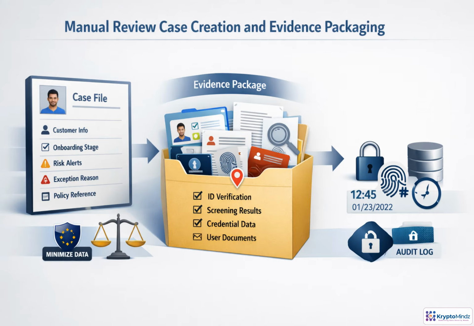Manual review starts with a well-structured case, not a pile of screenshots. Provide enough context for a defensible decision: who the customer is, what stage they're in, why this is an exception, and which policies apply. Then assemble evidence from ID verification, screenings, fraud signals, and user documents. Only include what's needed for this decision, no more. Finally, lock it down with timestamps, hashes, and audit logs to preserve integrity.